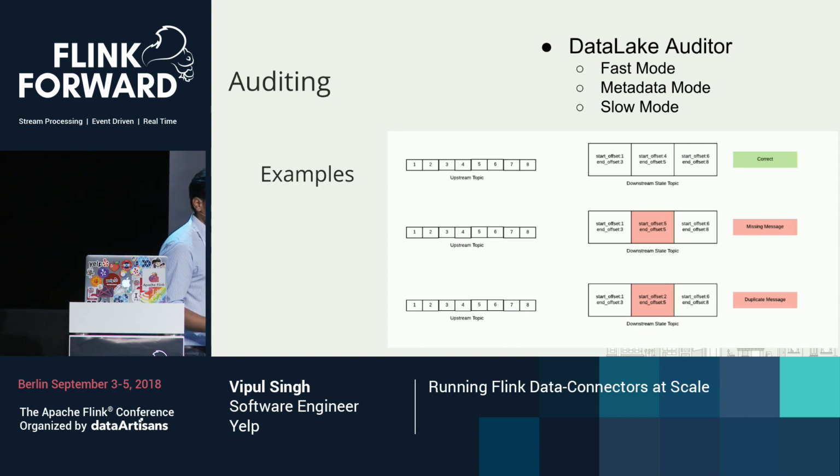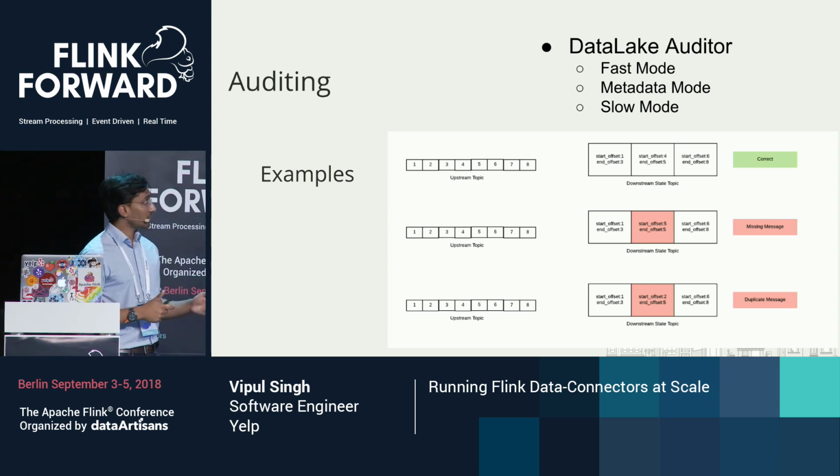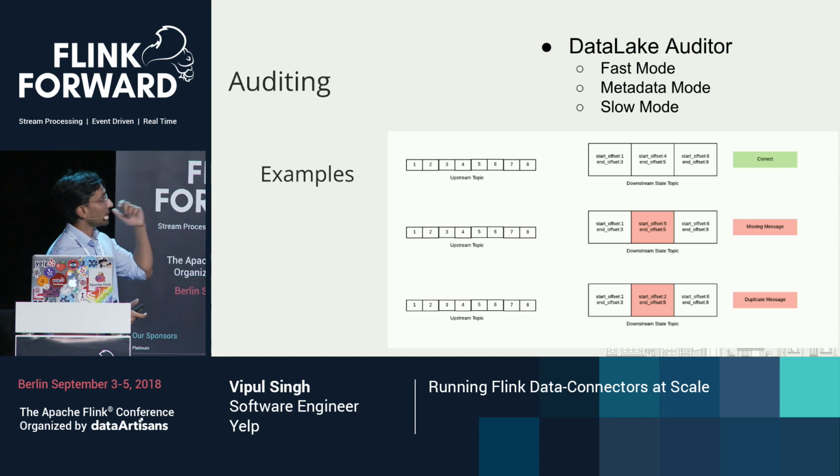What we do in the fast mode is, if you remember, I mentioned the notification message. For every batch of files which has been put to S3, we have this message which has the start offset of Kafka of this batch, and the end offset of Kafka. What we try to audit in the fast mode is that the end offset plus 1 of one notification batch is equal to the start offset of the next batch. If it is, then everything is fine. Otherwise, we have these two cases of missing messages or duplicate messages.